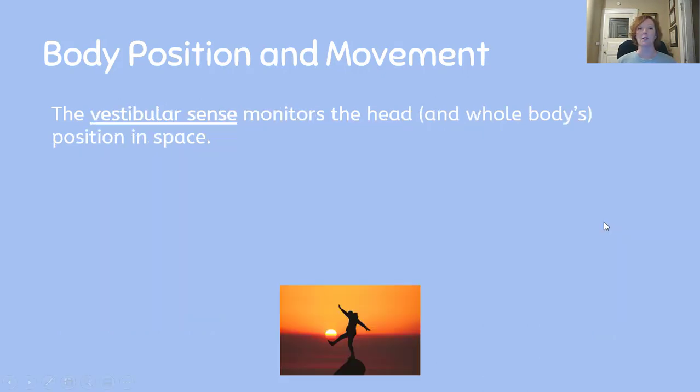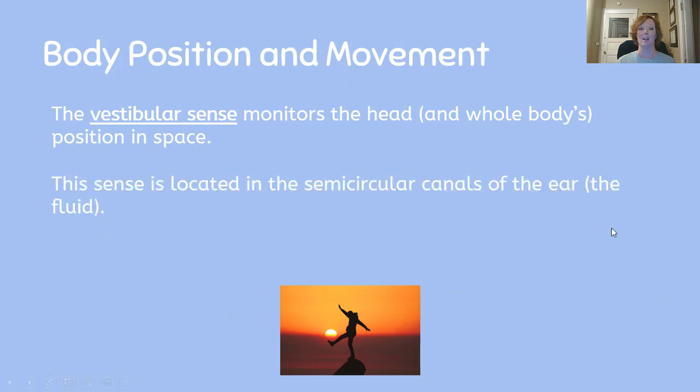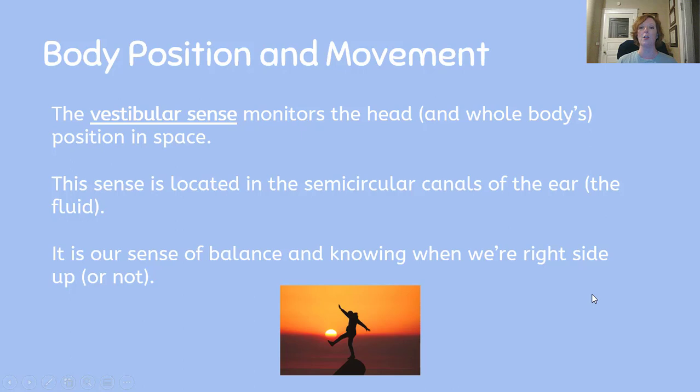The vestibular sense monitors the head as well as the entire body's position in space. The sense is located in the semicircular canals of the ear. It's got that fluid. This is in the inner ear. It's the part that's right over the cochlea that looks kind of like a roller coaster. It includes our sense of balance and knowing when we're right side up or not.